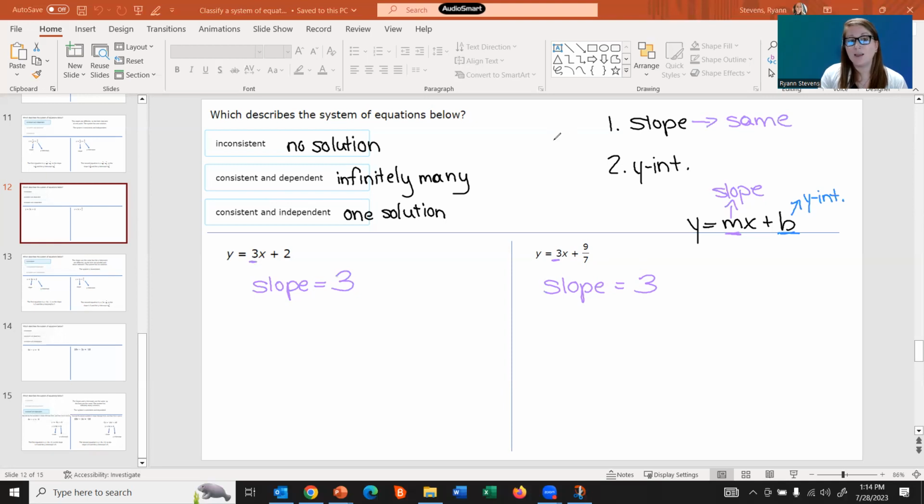Since they are the same, we can eliminate this answer choice of one solution because for one solution, the slopes are different. And so this is not going to be correct. We can also eliminate consistent and independent because we know the slopes are the same, they're not different. Then we want to check the y-intercepts of the equations. So the y-intercept of the first one would be plus 2, whatever's in place of b, and then the y-intercept over here would be 9/7.